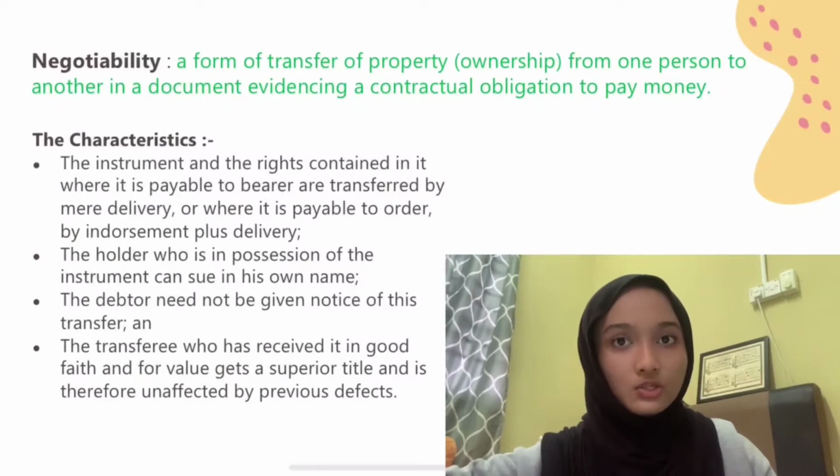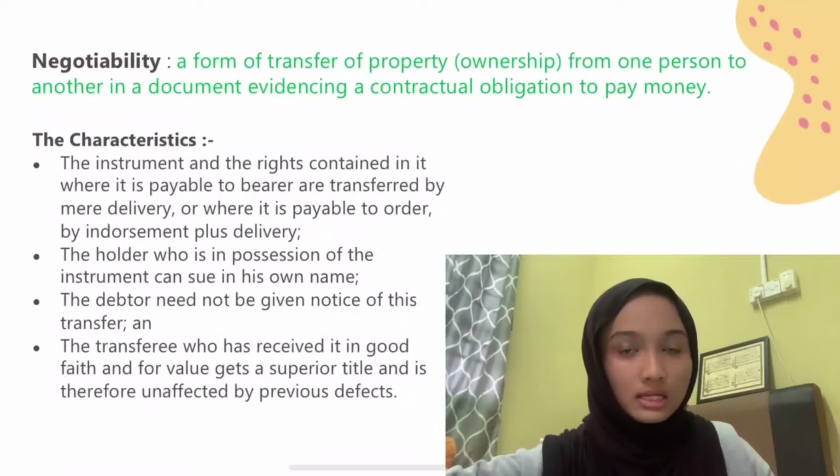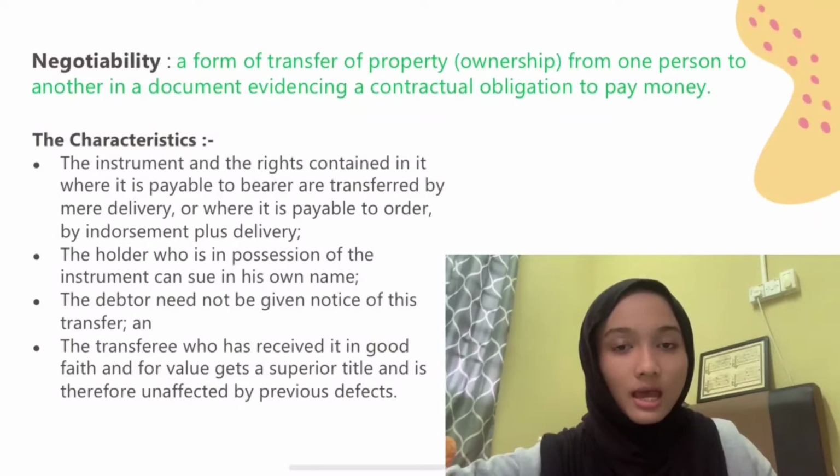The first one is the instrument and the rights contained in it, where it is payable to bearer, are transferred by mere delivery, or where it is payable to order, by endorsement plus delivery. The second one is the holder who is in possession of the instrument can sue in his own name. And the third one is the debtor need not be given notice of the transfer. And the last one is the transferee who has received it in good faith and for value gets a superior title and is therefore unaffected by previous defects.